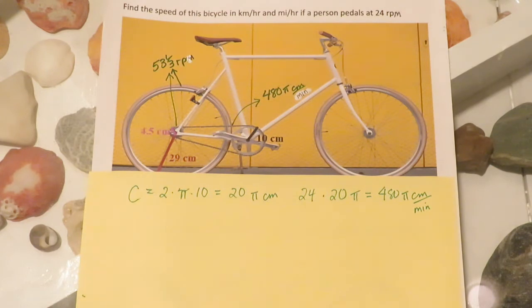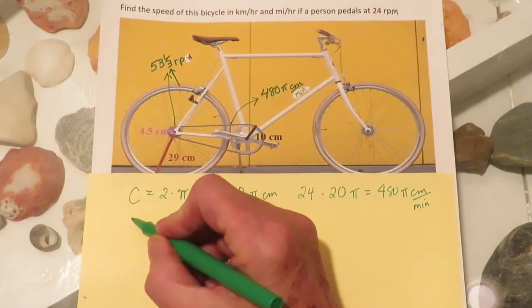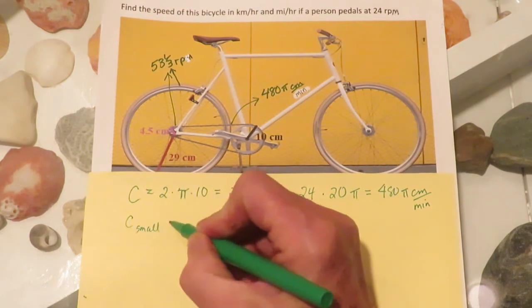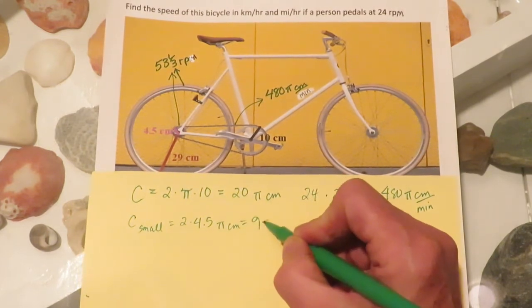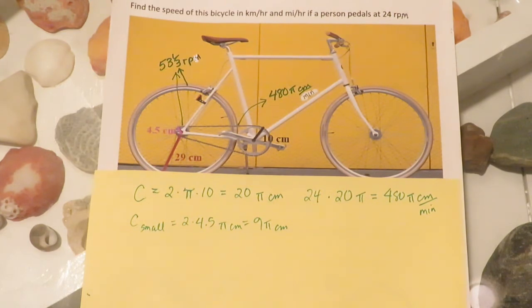That is affecting the chain. So the chain is moving at the same speed as a point on that gear that's connected to the pedals. So the speed of the chain is then affecting that little gear that's attached to the back tire. That little gear is moving at the same linear speed as the chain, which was moving at the same linear speed as the bigger gear. So the circumference of the smaller gear is 2 times 4.5 times pi centimeters, or 9 pi centimeters. And so that circumference has to fit into the speed of 480 pi centimeters per minute for us to figure out the revolutions per minute.